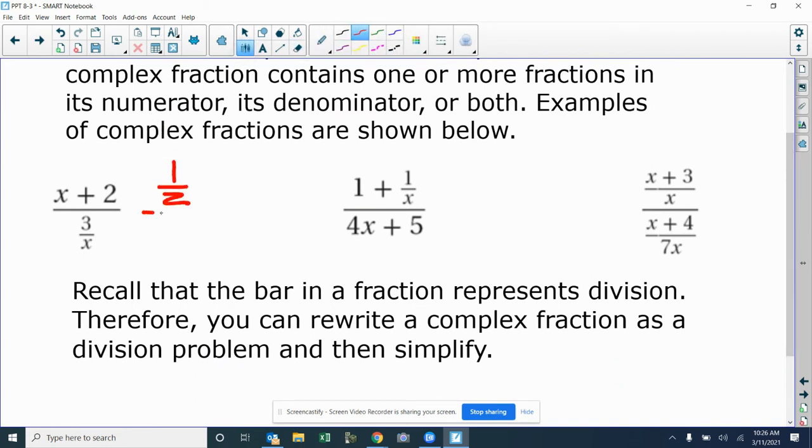If you had 1/2 divided by 1/4, remember what you did with a fraction like that? You would do what to the second one? The denominator. Invert and multiply, right? So 1/2 divided by 1/4, you would invert. This becomes 4/1. That becomes 4/2, and you simplify to 2, right?